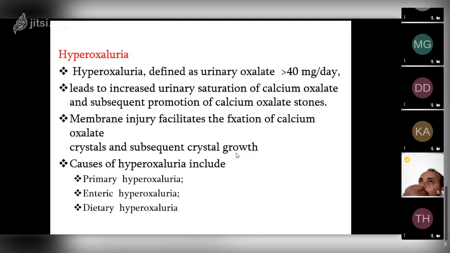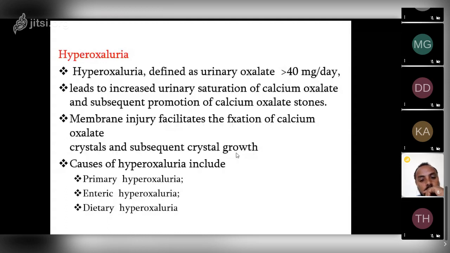So if there is hypercalciuria, there is membrane injury or damage to the membrane, and it is very important to the crystal formation by retention and growth. The causes of hypercalciuria include primary hypercalciuria, enteric hypercalciuria, and dietary hypercalciuria.